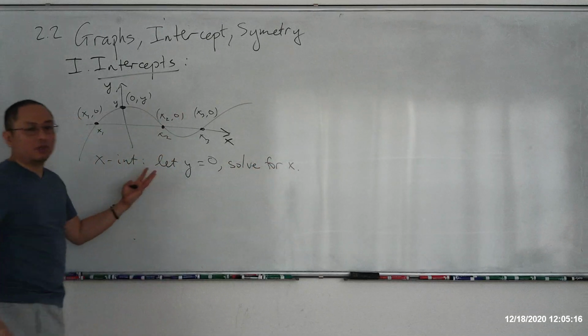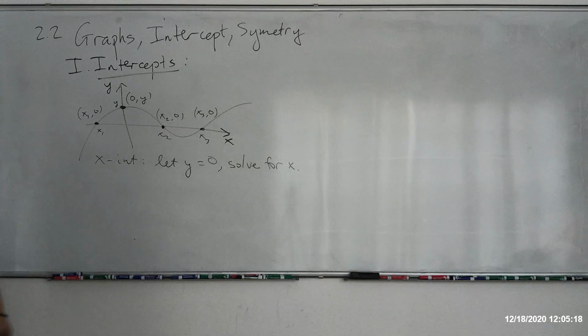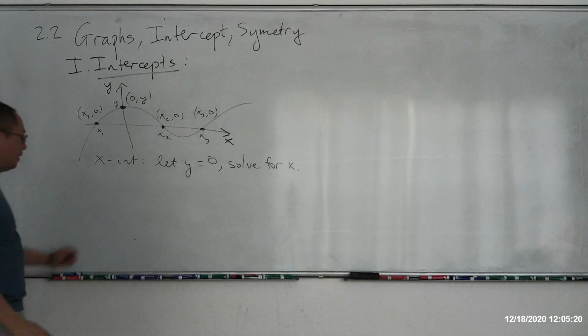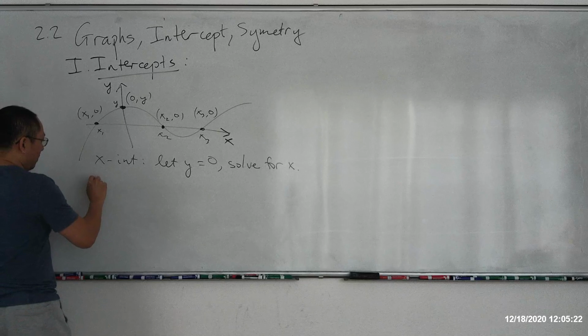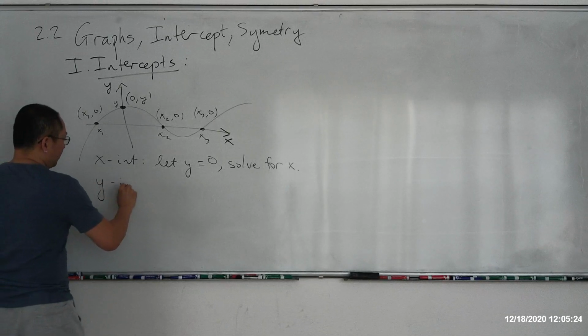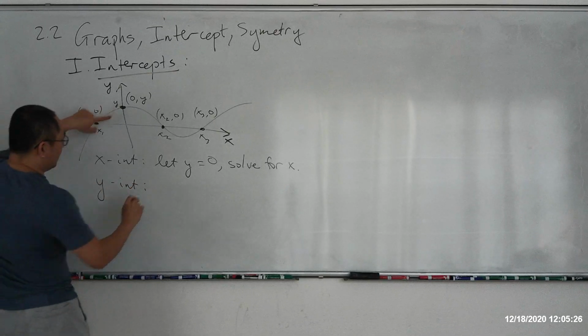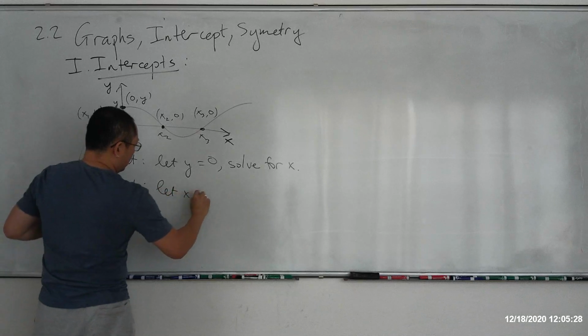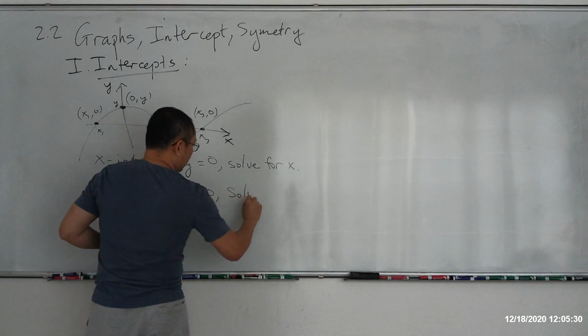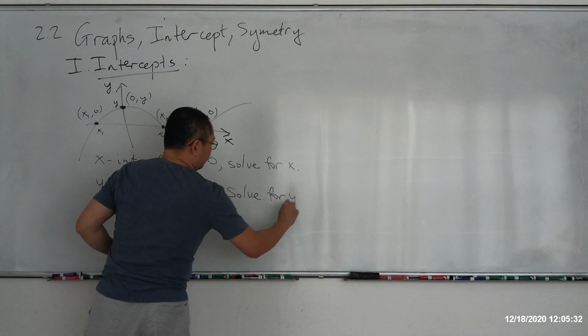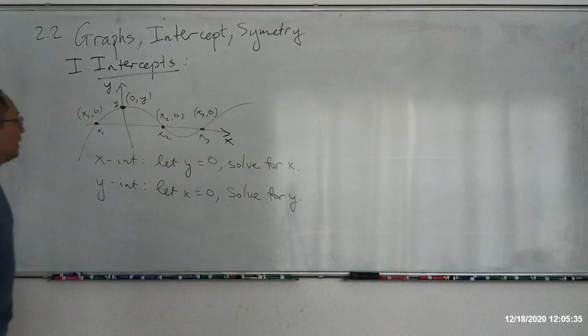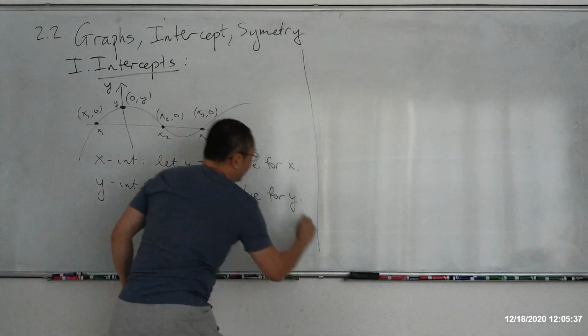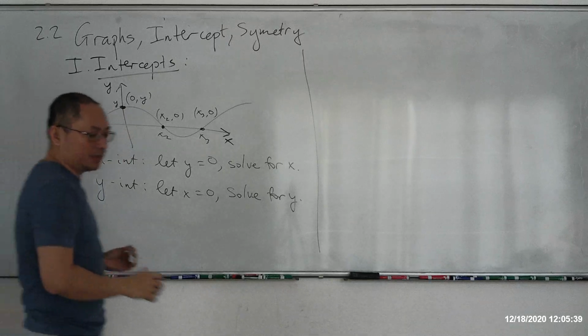Keep in mind, I'm just giving you the idea for now. Later on, I'll give you a bunch of examples and you'll see more with numbers. For the y-intercept right here, you let x equal to 0, then solve for y. That is the first part about the x-intercept and the y-intercept.